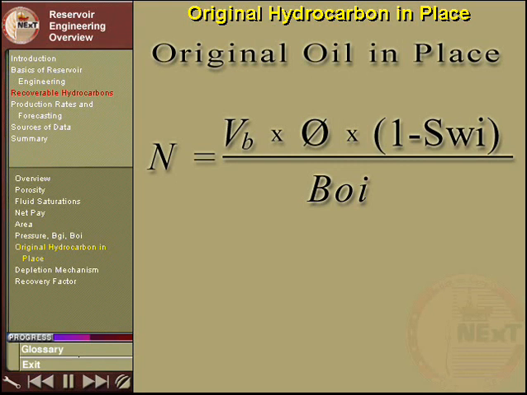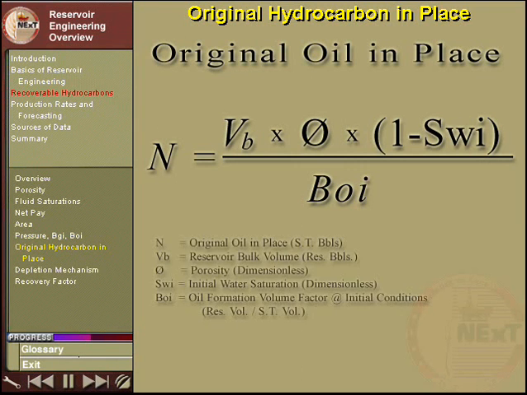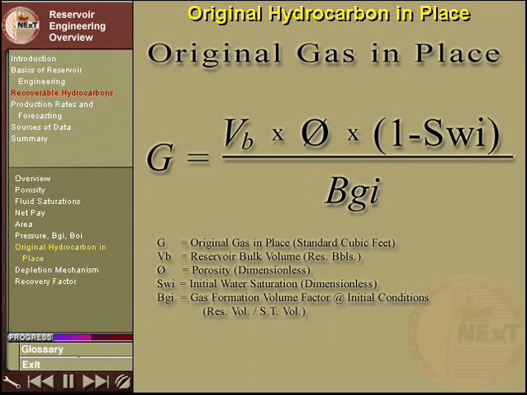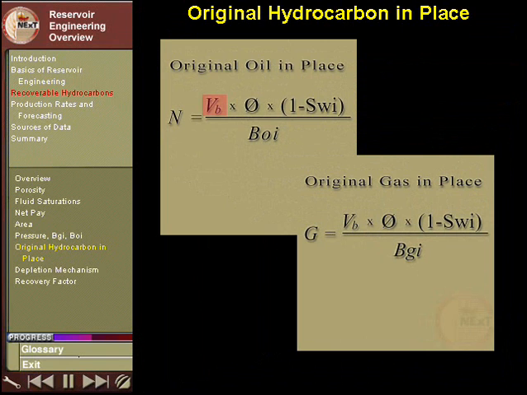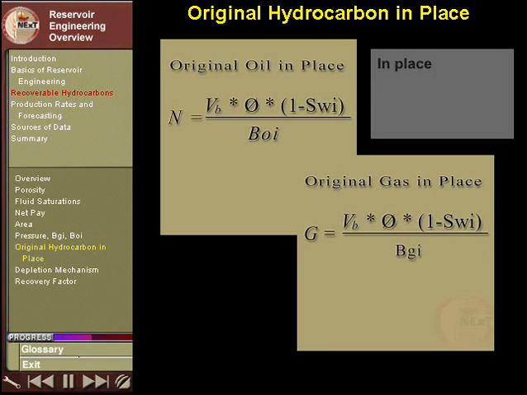Let's see how these parameters are used to calculate the original hydrocarbon in place. Here, we see the equation for the original oil in place, or N. This is a similar equation for the original gas in place, or G. For each of these equations, you can see how the parameters that we just covered are used to calculate the original hydrocarbon in place. The original hydrocarbon in place is exactly that, in place.